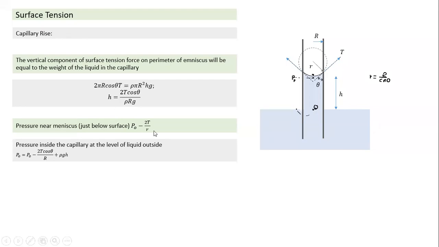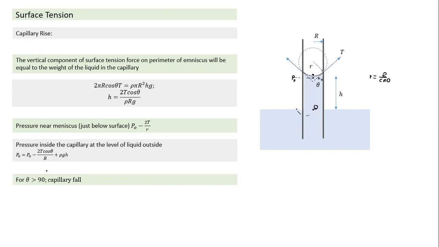So there are two ways. One is in terms of using the concept of excess pressure. On this side there is excess pressure; atmospheric pressure is greater compared to the pressure on the other side of the meniscus by 2T by r. So we can arrive at capillary rise in two ways.